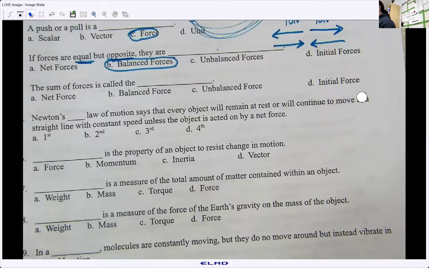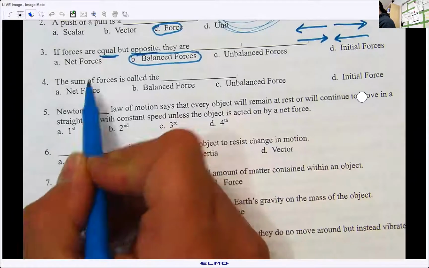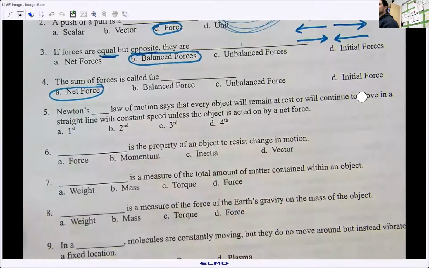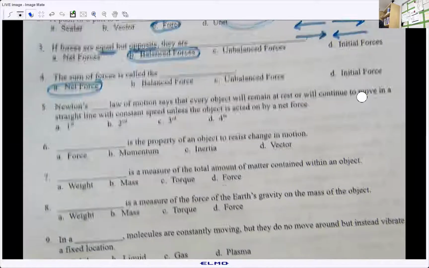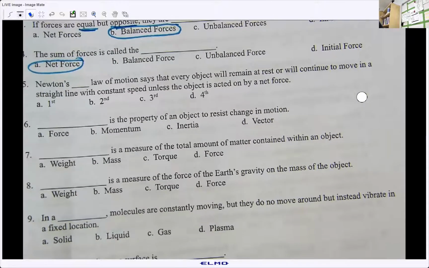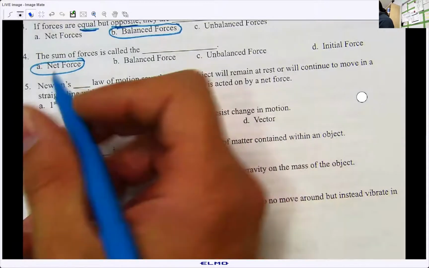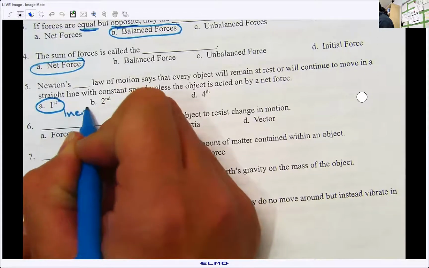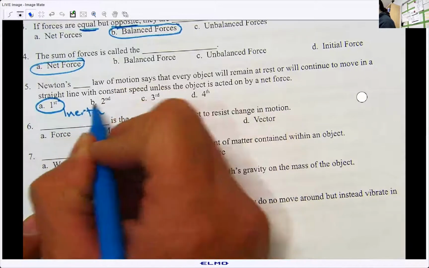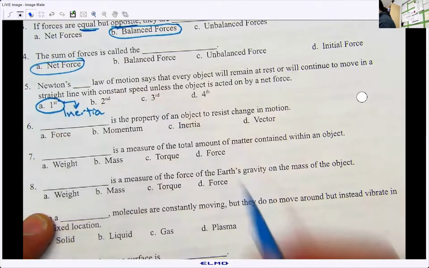What is the sum of all forces called? That's called your net force when you add everything up. Newton's first law of motion says that every object will remain at rest or move in a straight line unless acted upon by a net force. That was Newton's first law, and we called that inertia. Newton's first law was the law of inertia.